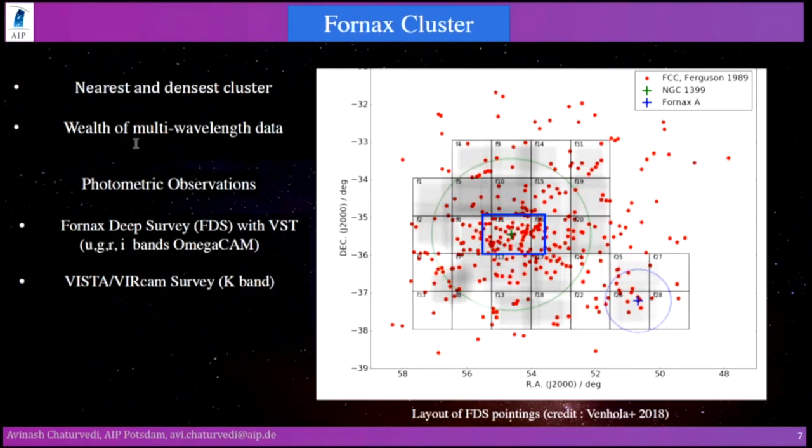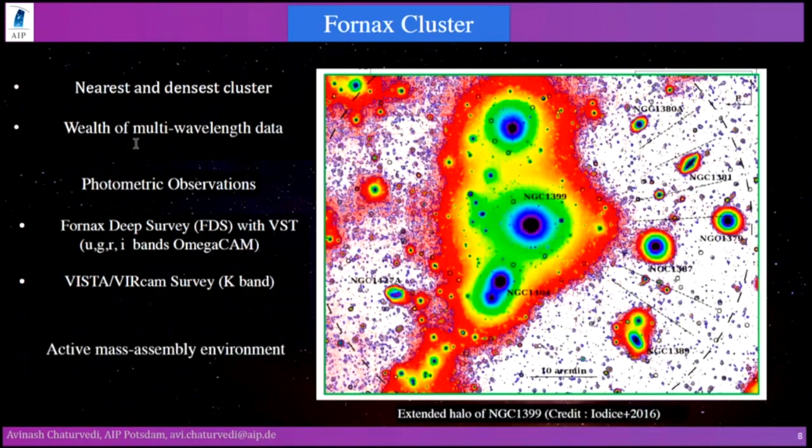And what I'm showing here is just the layout of the Fornax Deep Survey over the full Fornax cluster. This is roughly around 26 square degrees. And this blue rectangle shows the image of the Fornax cluster, which I was showing before. And these surveys have been really important in highlighting the active mass assembly nature of the Fornax region. This is again here the G-band image of the extended halo of NGC 1399, and this shows that the halo of this central galaxy is interacting, or the other galaxies are interacting with its halo. For example, NGC 1404 or 1387.